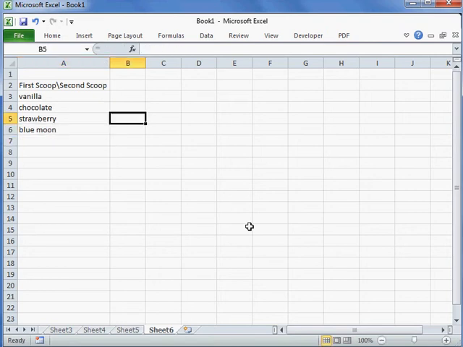Now the second scoop, we have vanilla, chocolate, strawberry, and blue moon. Okay. So if you think about this, there's 4 possible first scoops and there's 4 possible second scoops. And so if we combine all of these, we're going to get 16 possible cones.